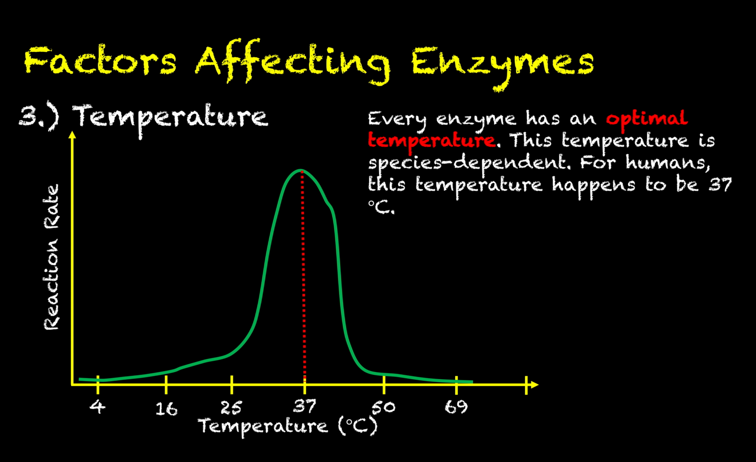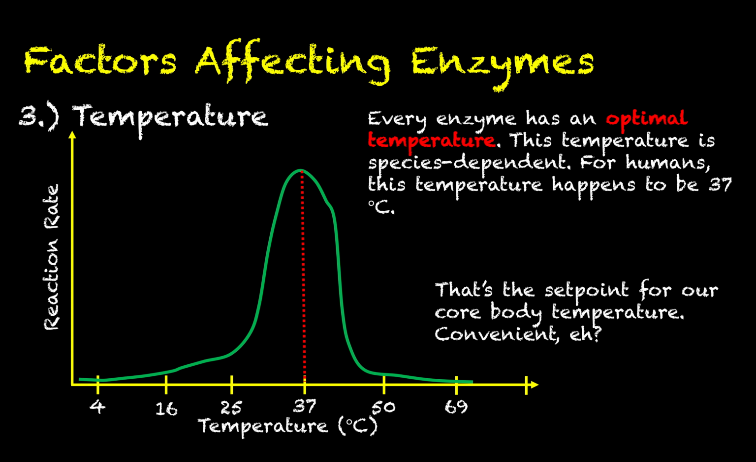So you're going to see here that every enzyme has an optimal temperature that it works at most efficiently. The reaction rate for any particular enzyme is going to be higher when it occurs at that enzyme's optimal temperature. And this temperature is species dependent. For humans like us, this temperature just so happens to be 37 degrees Celsius. And hey, guess what? That's the set point for our core body temperature. Is that not convenient or what?